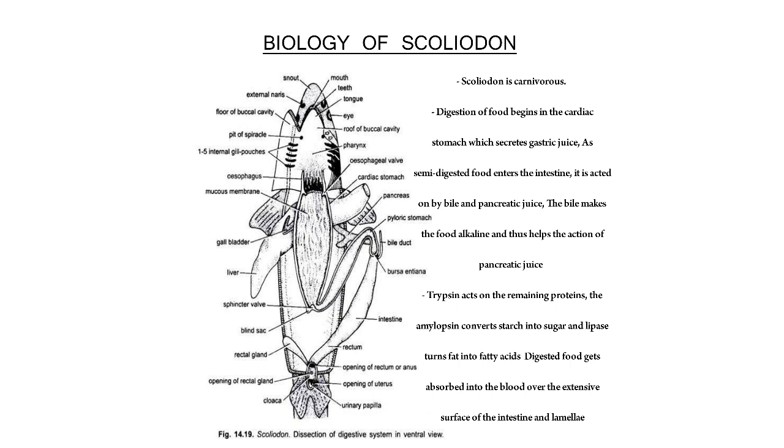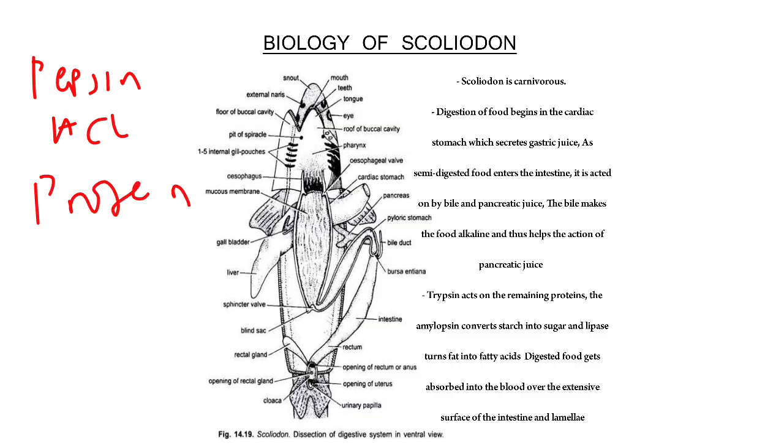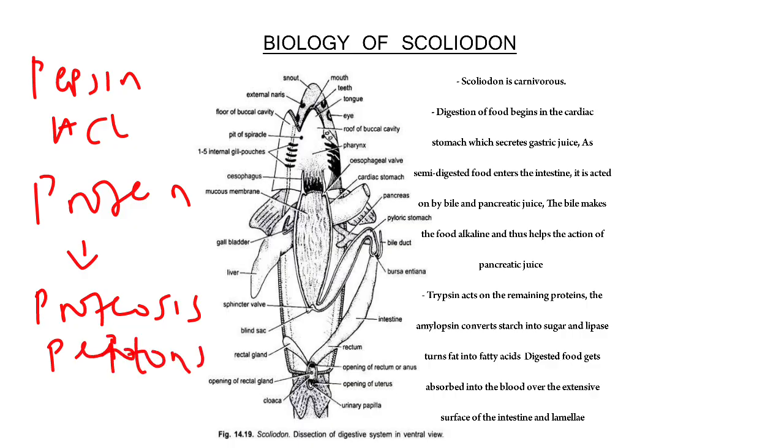It contains pepsin and hydrochloric acid that converts protein to what? To proteoses and peptones. So you might be asked, can this group of animals digest chitins? No.